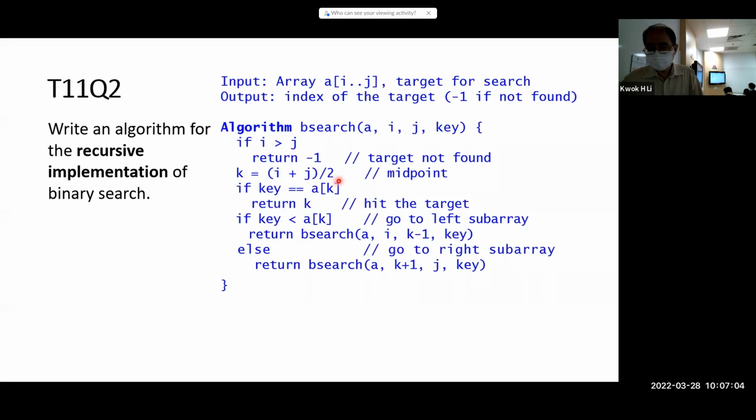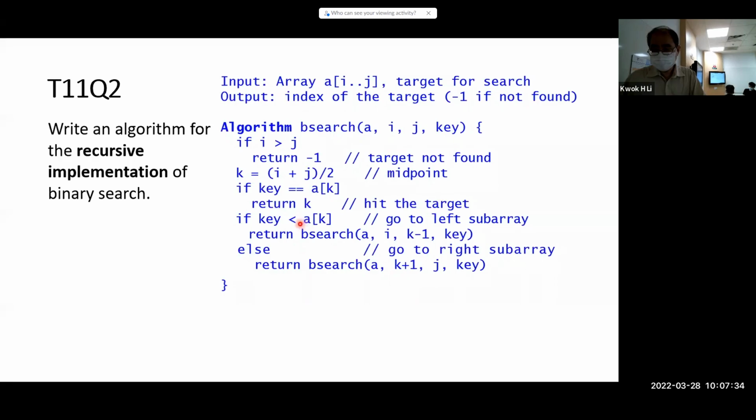So we would like to find the midpoint. The midpoint will be the starting point and the ending point added together, divided by 2. If the key value we would like to find is equal to that particular midpoint value, we hit the jackpot, then we return the index of that. That is K. We hit the jackpot.